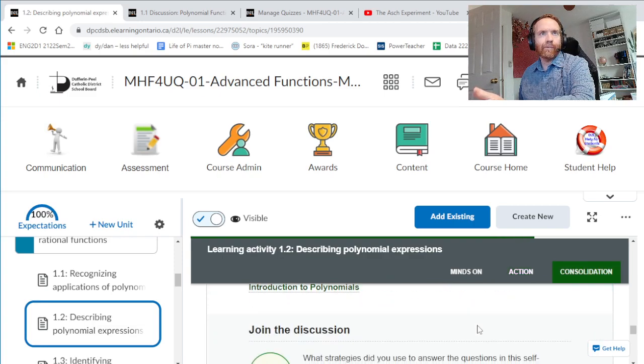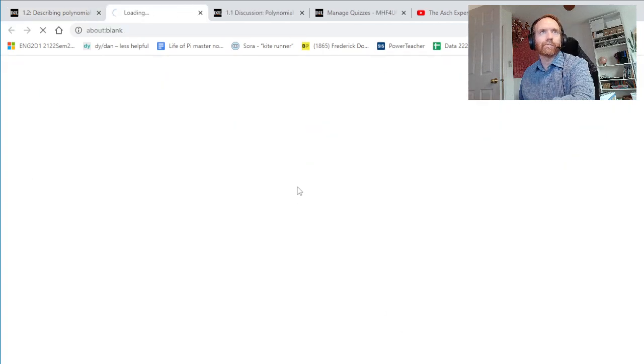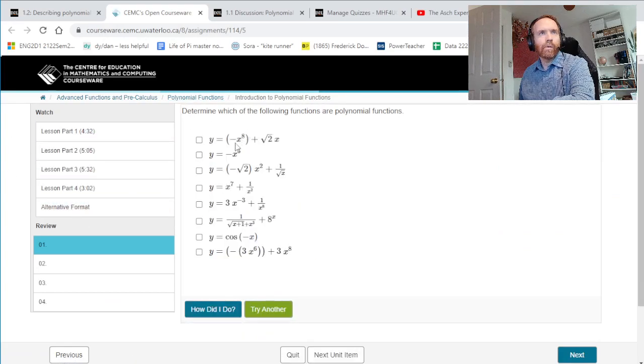So the practice that we need, this is the one I was thinking of. Just click the following link for more practice. Click that link. It takes us to the University of Waterloo's courseware, where we've got questions. We can see how we're doing. We can do our sort of homework this way. So there are discussions. There is the CEMC that is related to the lessons and the units that we're doing and are linked already.